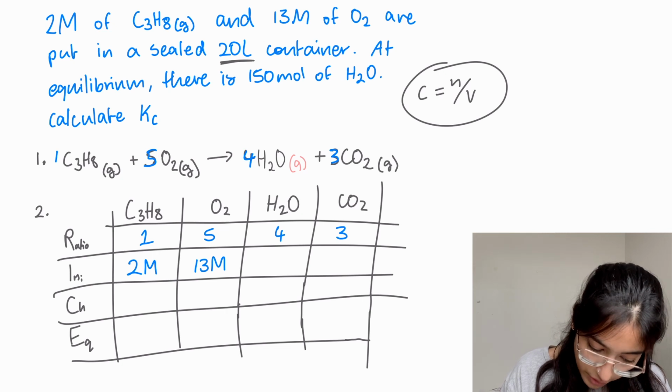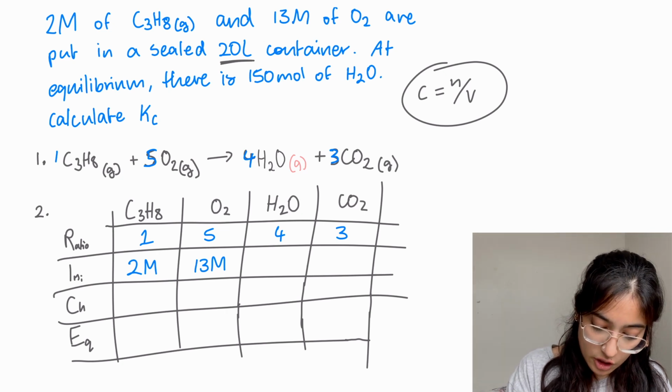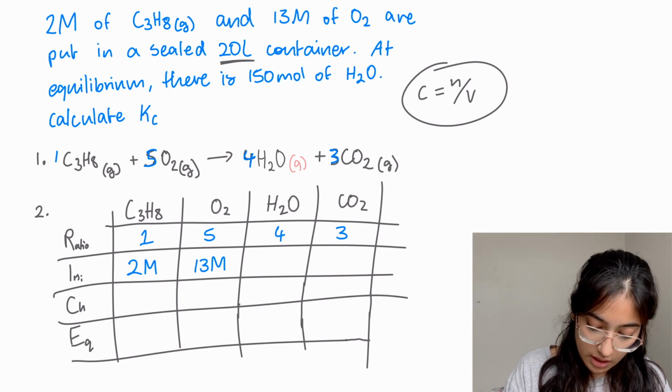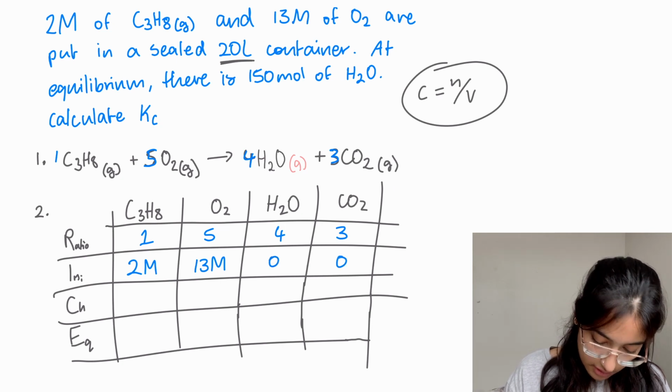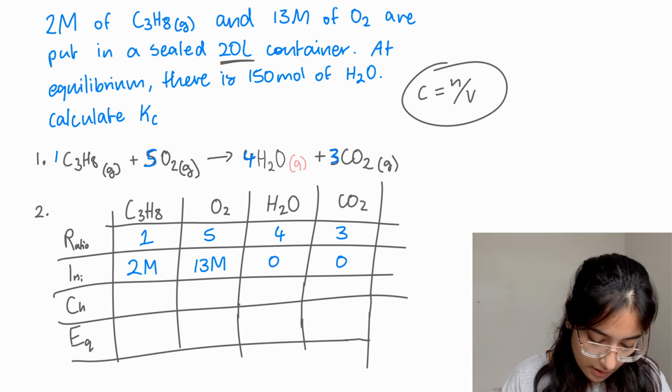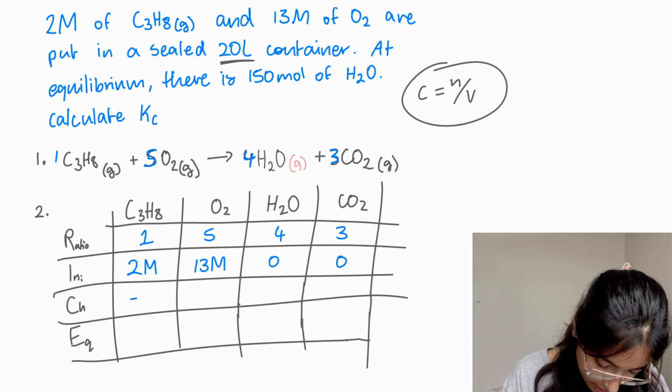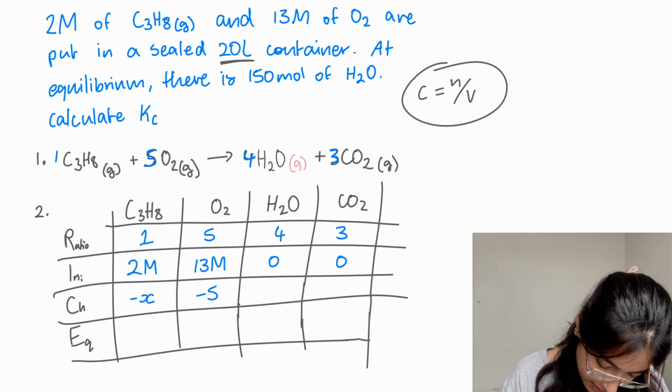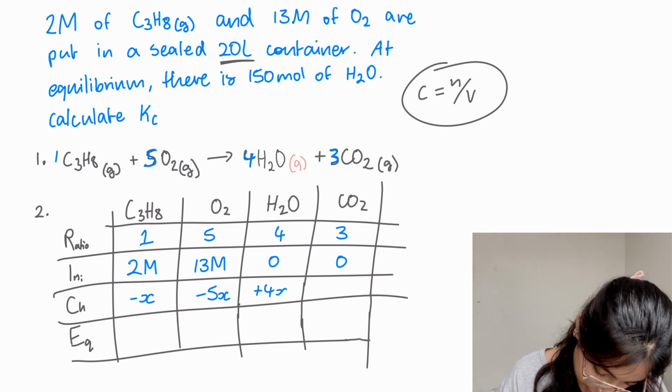And then I don't know what this is, but they've told me that they've just put these things in a sealed 20-liter container. And so I'm going to say this is 0, because none of it exists yet, because the reaction hasn't actually happened to produce it yet. And then for change, I can just write down -x and -5x, +4x, and +3x.